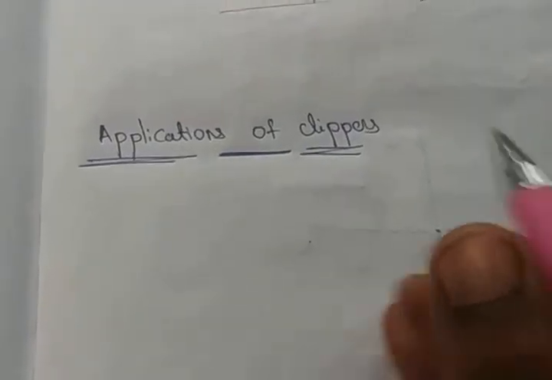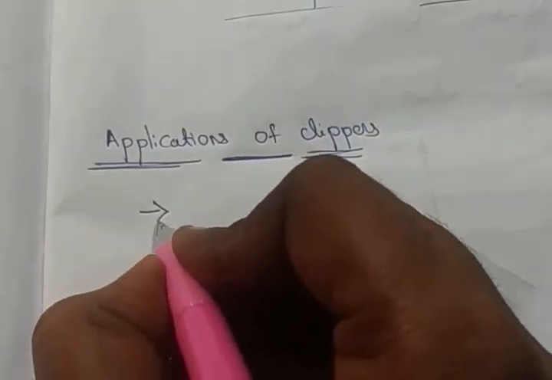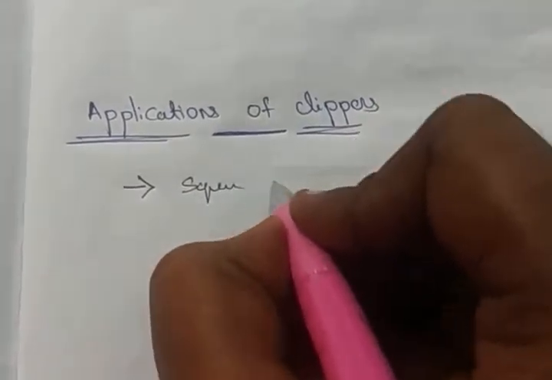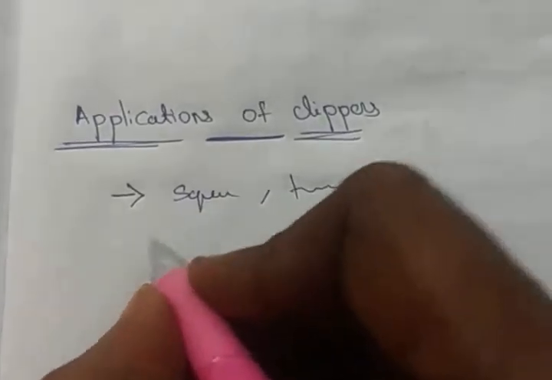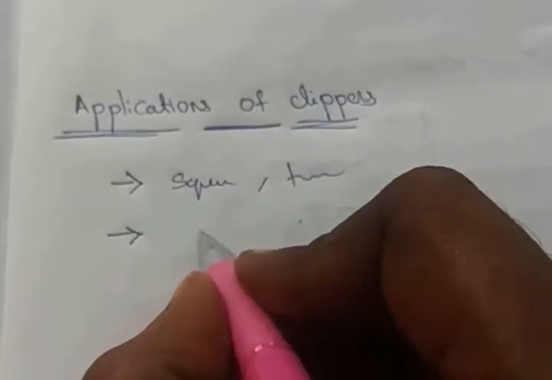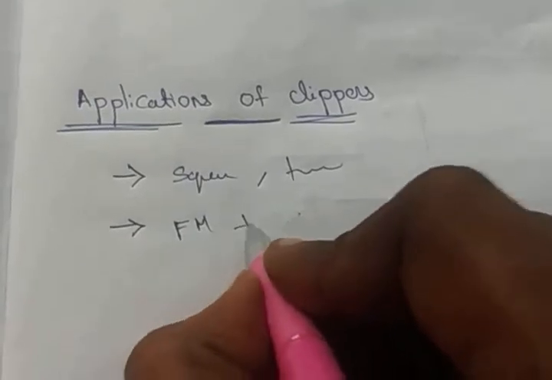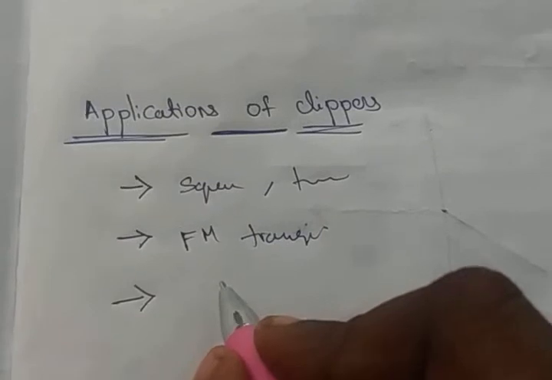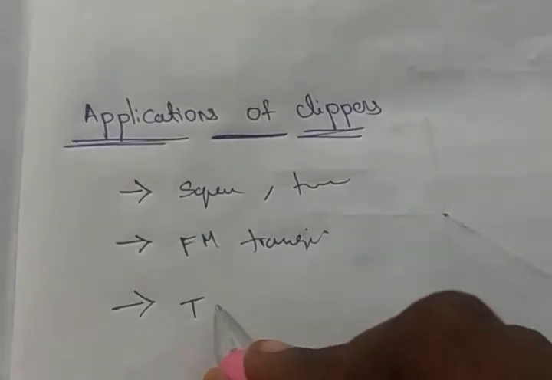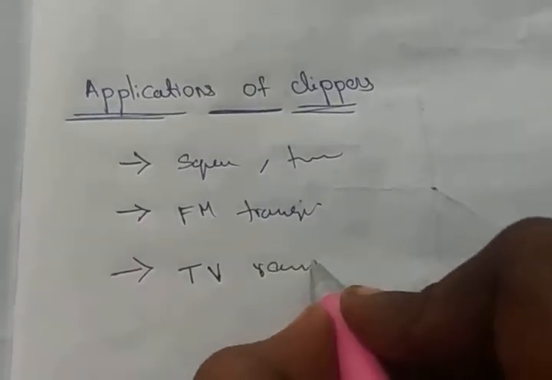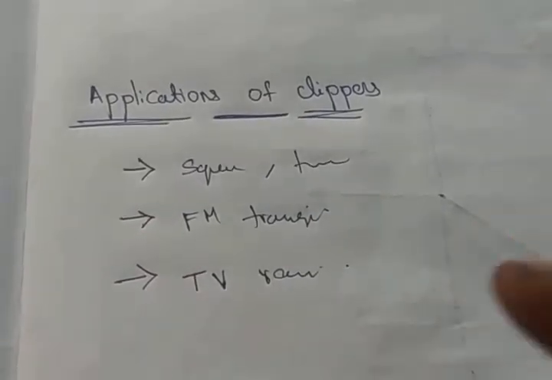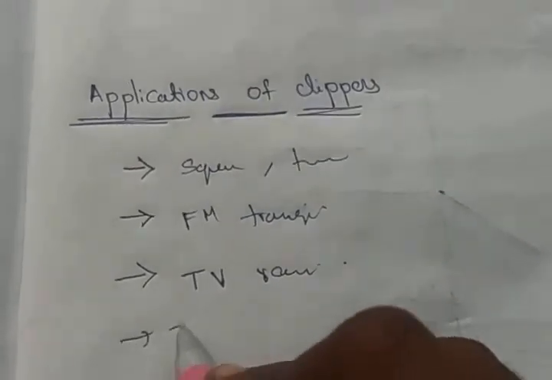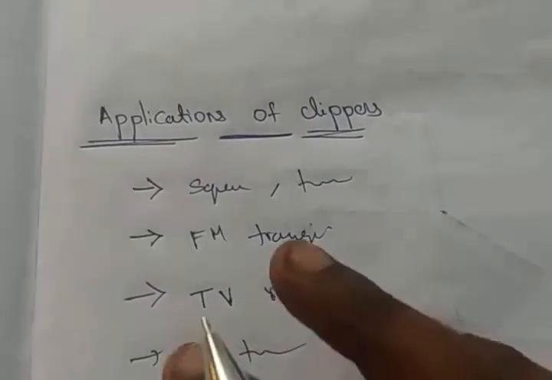Let's see the applications of clippers. First one, clippers are used to generate different waves like square, rectangular, trapezoidal, and clippers are used as noise limiters. For that reason, these are used in FM transmitters. And there is another application, in TV receivers, used to separate the synchronizing signals from composite picture signals, and also used in TV transmitters to process the picture signals.